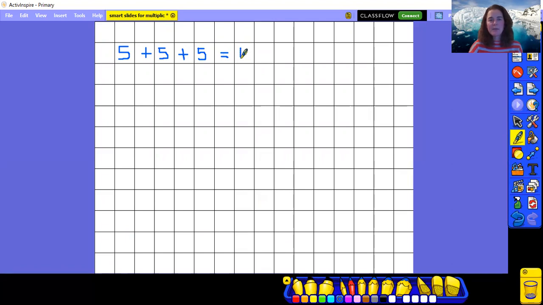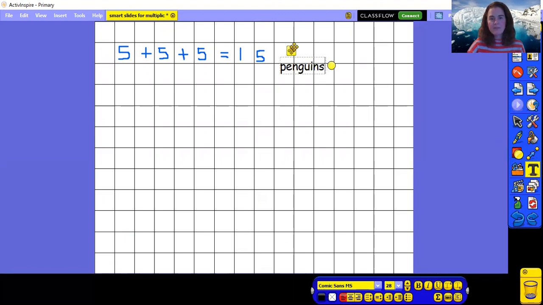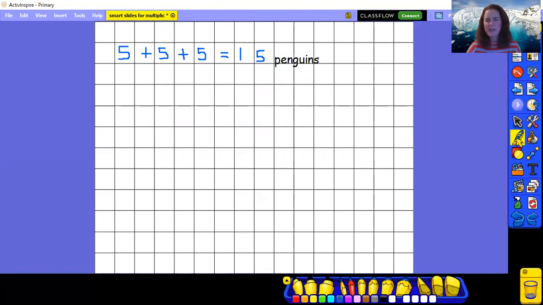So how many penguins have we got all together? We have got 15 penguins. Don't forget to write penguins because that's what the question is asking you, isn't it? 15 penguins. What multiplication number sentence could I write for that then? 3 lots of 5. Have a think about that. 3 lots of 5. I will write it like this.